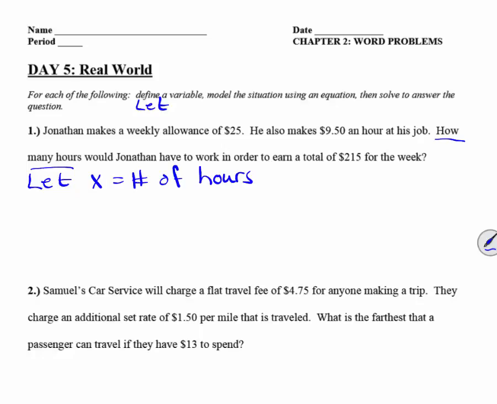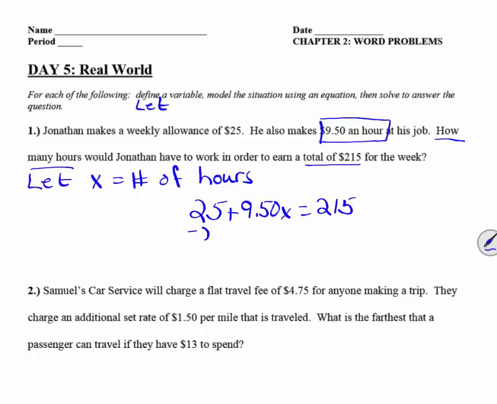Right? So not as clear cut as the other ones, where it's kind of like just following the puzzle. So we know then that we want a total of 215. So we want all of his money to equal 215. We know he gets $25 plus whatever he makes from his job. And at his job, he makes $9.50 an hour. So that's $9.50 times the number of hours, 9.50x.